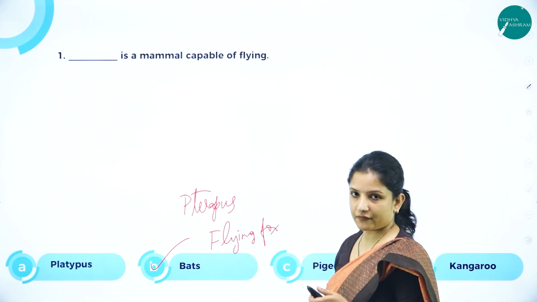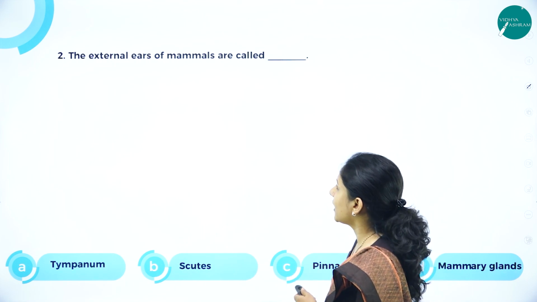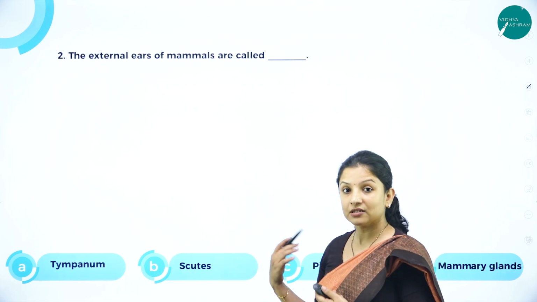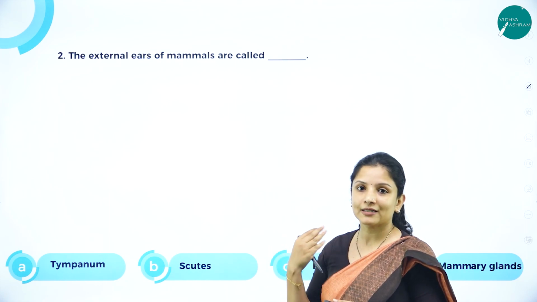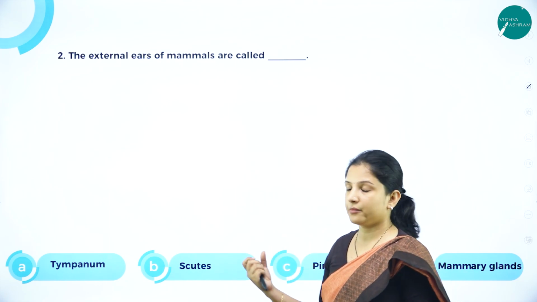So, you have to be careful in that way. Option B is the right answer here. And pigeon, it is in Aves. Though they fly, don't get confused. It comes under class Aves. Here I am asking about class Mammalia.